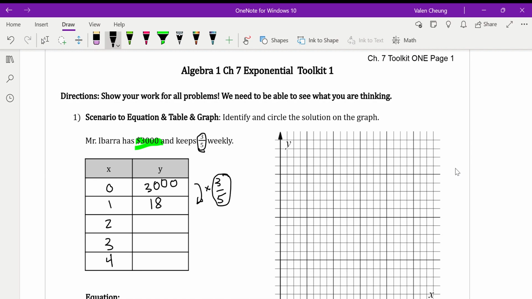So you're going to get 1800, 1080, then you're going to get 648, and then finally you're going to get 388.8. And each time you just multiply by the 3/5.